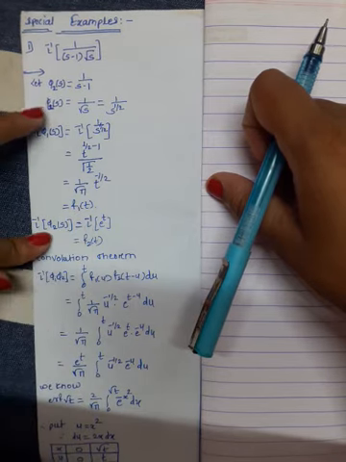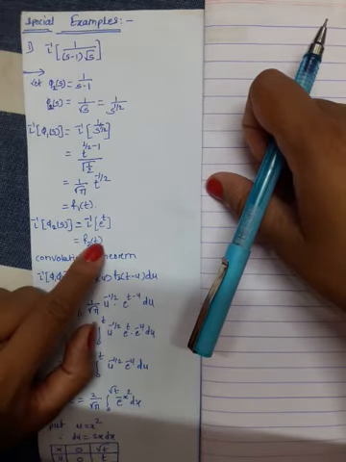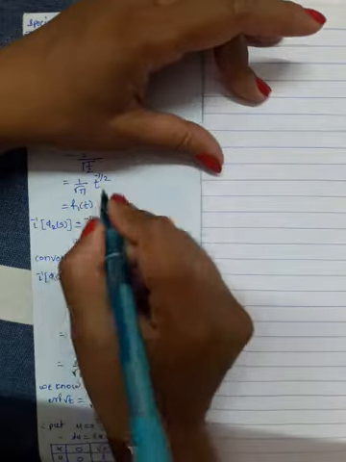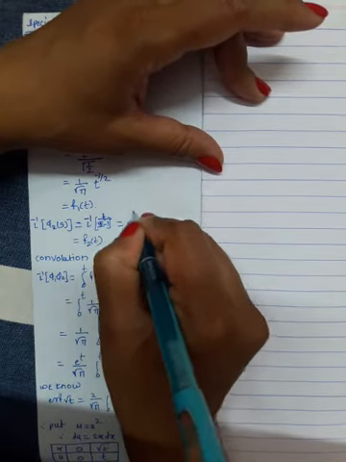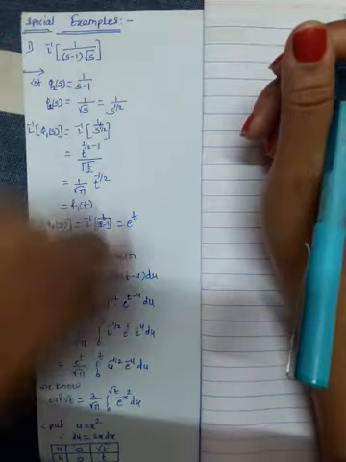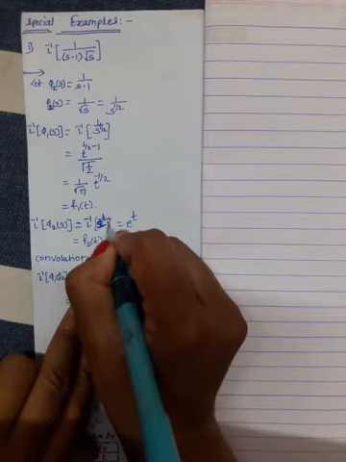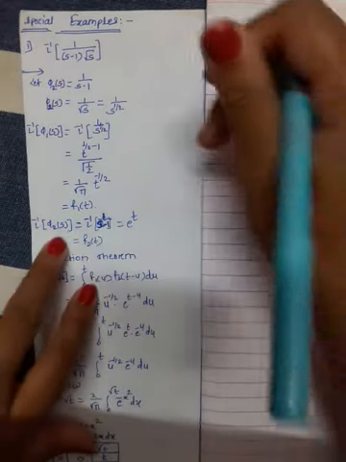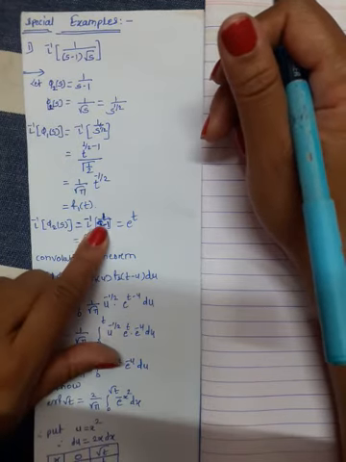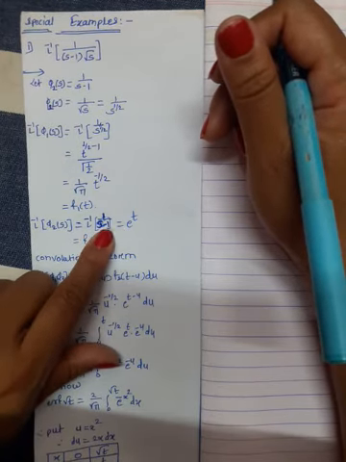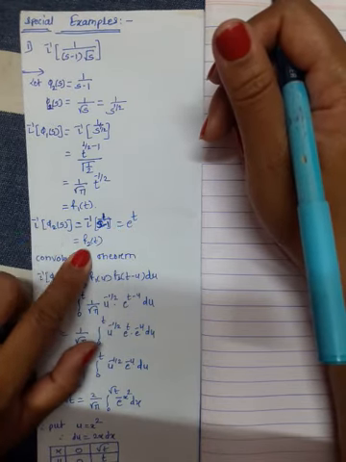Now take L inverse of phi 2. Phi 2 is the function 1 upon s minus 1. That's why L inverse of 1 upon s minus 1 is e raised to plus 1 t, that is e raised to t. Call it f2, and phi 2 inverse is f2.